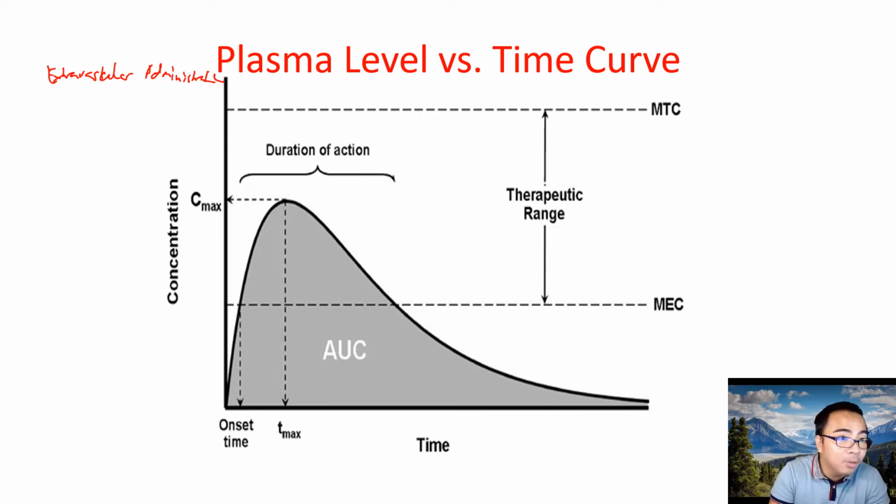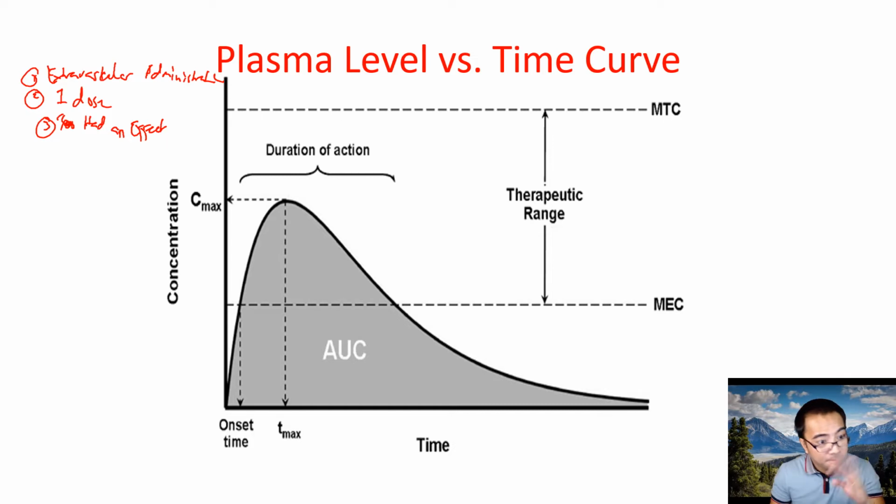I know that one dose was given. And I know, class, that the drug had an effect. So that's one, two, three, just by looking at the graph alone. How did I determine, class, that it's extravascularly administered? I was able to determine that because there is the existence of an absorption phase.